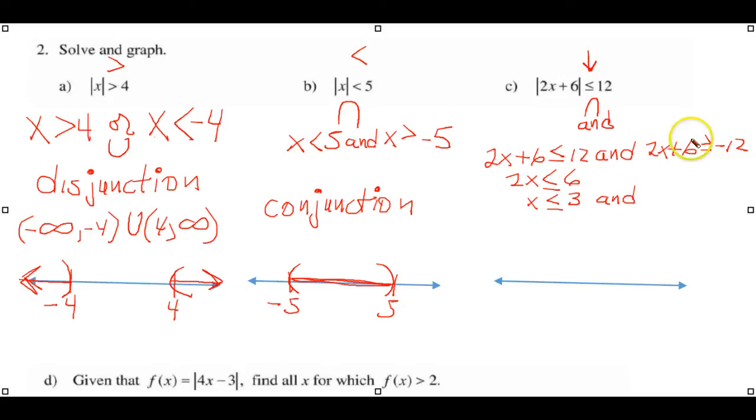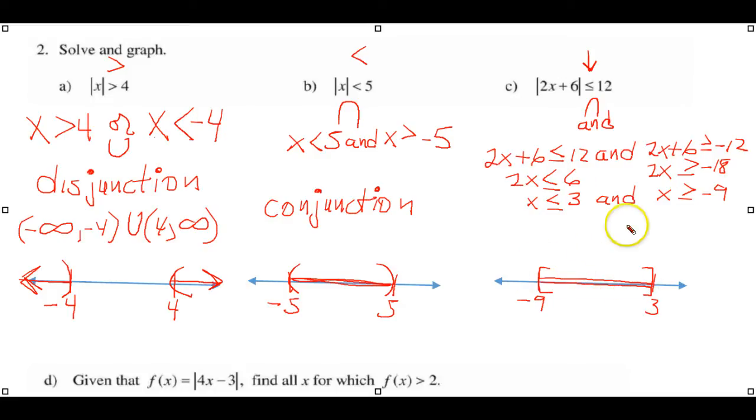And transpose there, we get 2, put it up here, 2x is greater than or equal to negative 18. To get just plain x now, x is greater than or equal to negative 9. So there's our negative 9, there's our 3, and they are brackets now. And that is a conjunction.